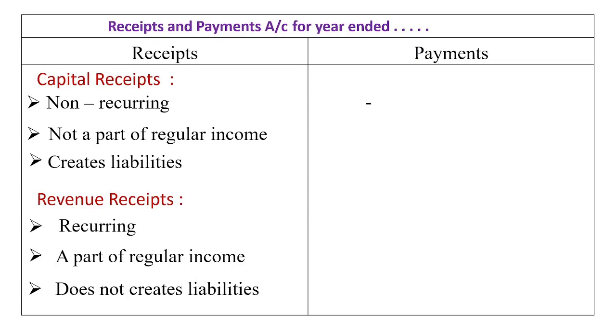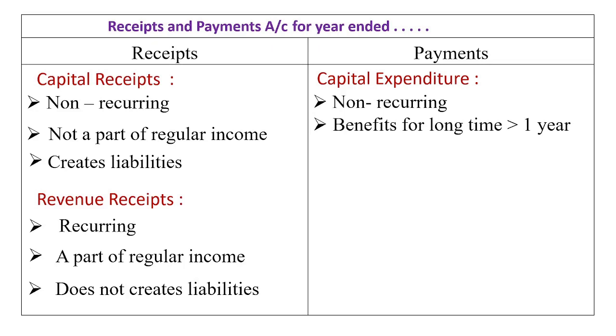Expenditure is also classified, first, as capital expenditure. Capital expenditure is expenditure which is non-recurring in nature, meaning our organization makes this kind of expenditure only for a certain period of time. Second thing, the benefit of this expenditure is given to the organization for more than 1 year.